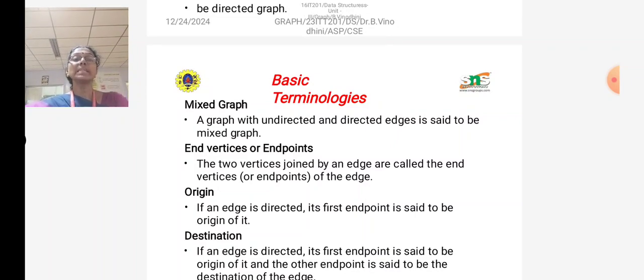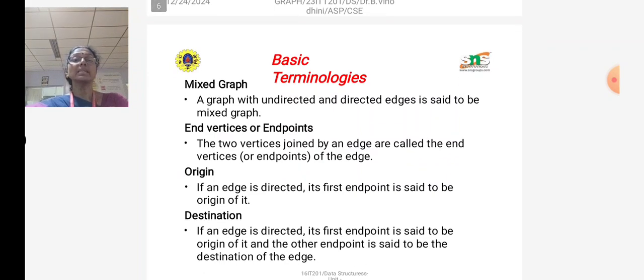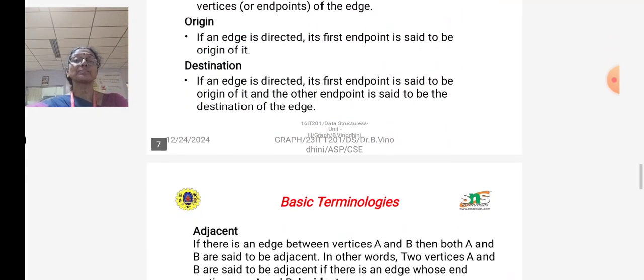Next basic term we have to know about is origin. If an edge is directed, its first endpoint is said to be the origin of it. Destination means if an edge is directed, its first endpoint is the origin and the other endpoint is called the destination. So the origin is the first endpoint and the destination is the other endpoint in the directed edge.